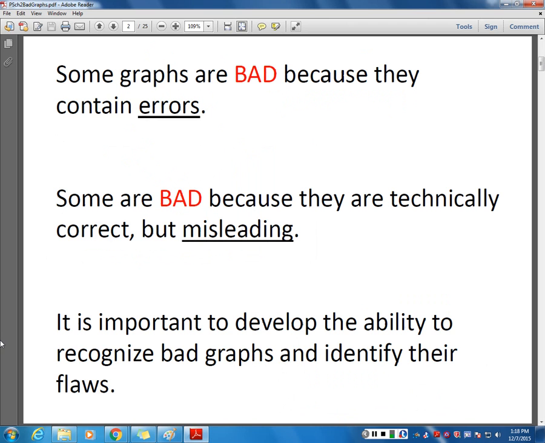Some graphs are bad because they contain errors. They're mathematically incorrect, or the data itself is recorded in a way that is errant. Some graphs are bad because they're technically all correct, but the way they're presented is misleading. It's important to develop the ability to recognize these bad graphs and identify why they are bad. There's a lot of information out there that either has errors in it or is presented in ways that can mislead you.